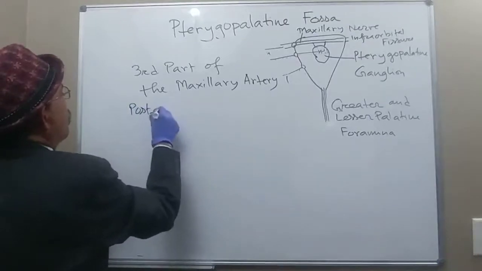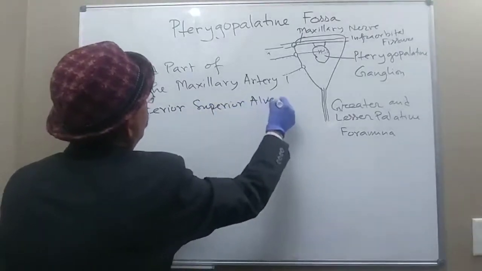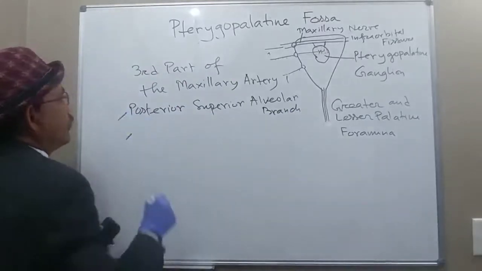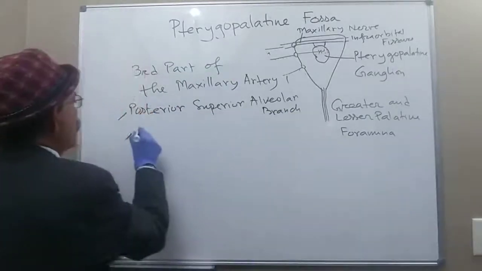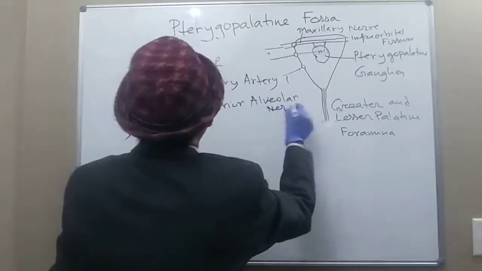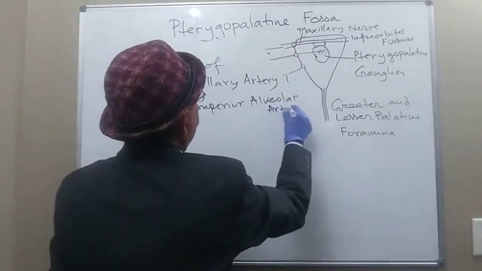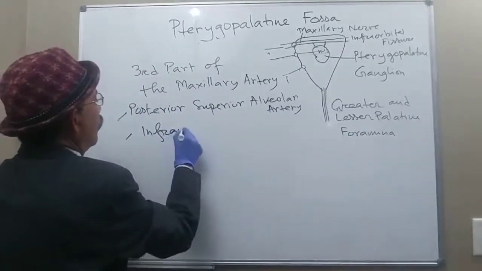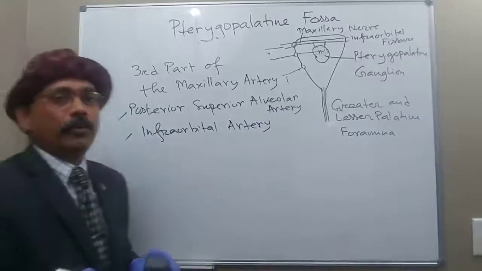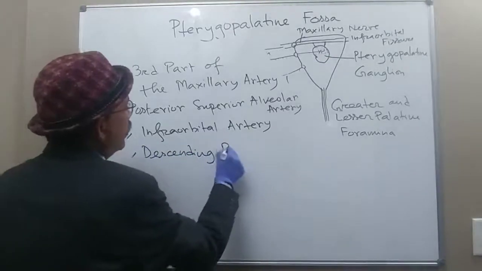Posterior superior alveolar branch. Okay, we got that. It has a branch like the infraorbital branch. Oh, here it is the artery, so say posterior superior alveolar artery, not nerve. Then infraorbital artery, okay, we got that. Then descending palatine artery.